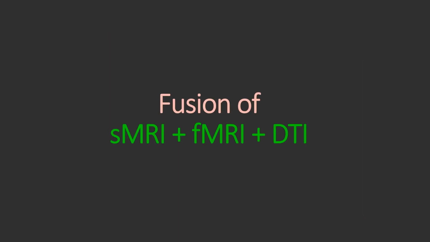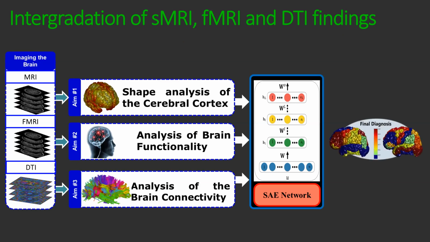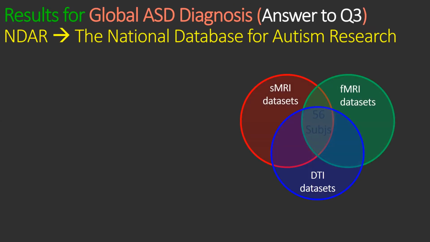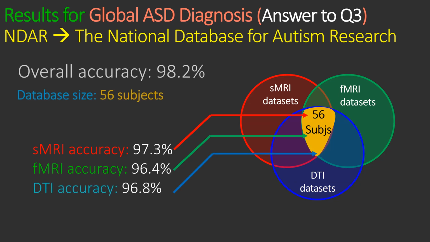Now, what about fusion? We go and check our data and we start to integrate all of them together. When we integrated all of them together, we found that we have 50 subjects who have the 3 modalities. The accuracy across the three modalities was 97%. And for fMRI alone was 96, DTI is 96, and the structural MRI 97, and the overall was 98.